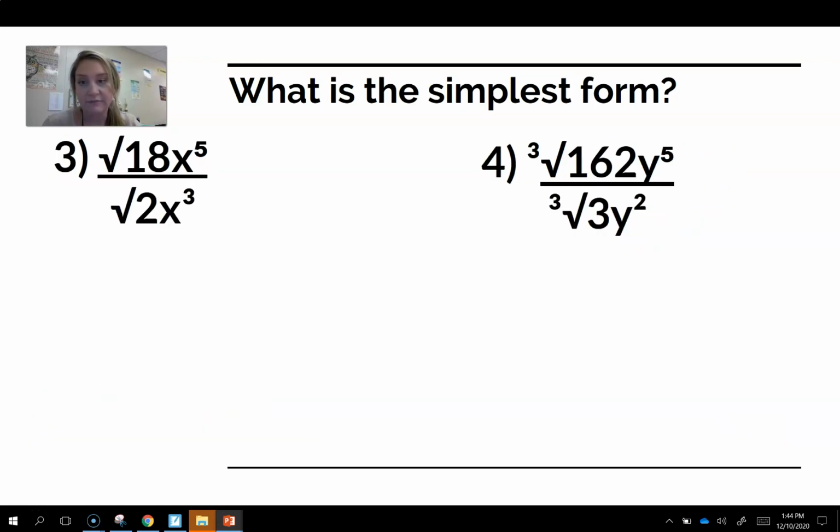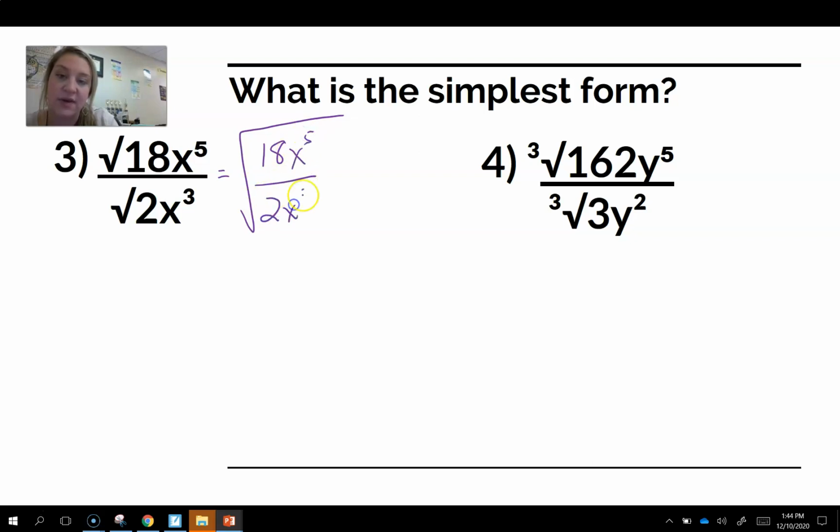All right. Number 3, this is a division problem. We have the square root of 18x to the 5th divided by the square root of 2x to the 3rd. So what we do is, dividing, last time we broke it up, remember, and we did the square root of each piece. We can also go backwards. So I can rewrite this as one giant fraction, 18x to the 5th over 2x cubed.